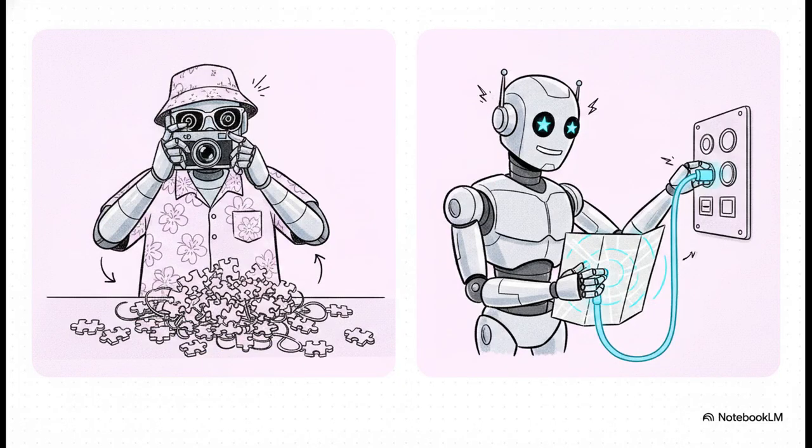To answer that, we really have to look at the contrast between the old way of doing things and the new way. Currently, AI acts a lot like a tourist who has zero clue how to speak the local language. To use a website, modern AI agents literally take a screenshot of the page, send it over to a vision model, and then try to guess where the buttons are based on the pixels. Or they have to read through thousands of lines of raw HTML code to figure it out.